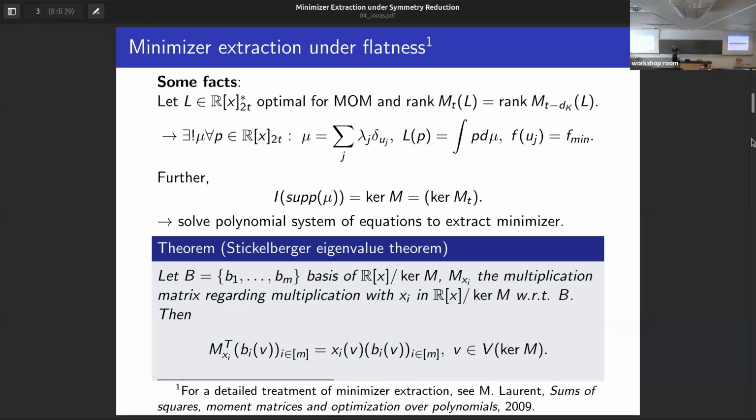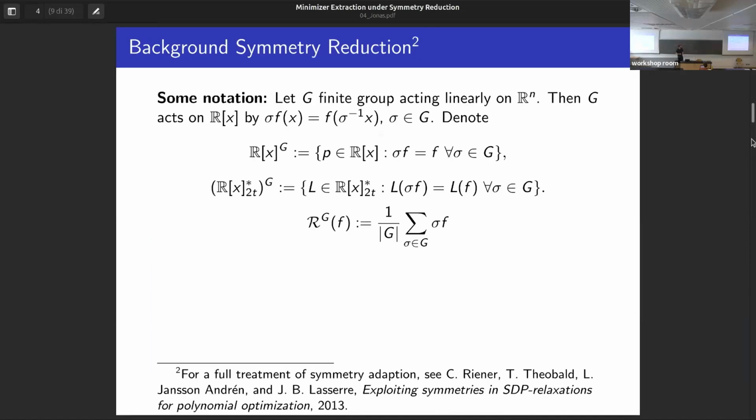Okay, now we shift gears a little bit and we talk about symmetry reduction, and then we will hopefully put all the ingredients together. So what we are looking at is the case where we have a finite group G, which acts linearly on R^n. So think of a group of matrices acting on R^n. And then you can extend this group action to the polynomial ring precisely as follows. You have a group element, and this acts on your polynomial f by inverting the group element and applying it to the input of f.